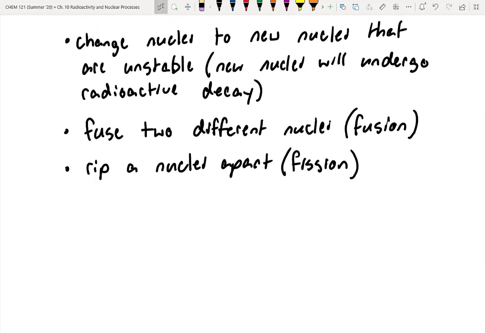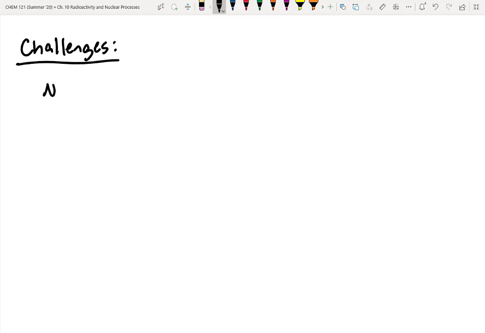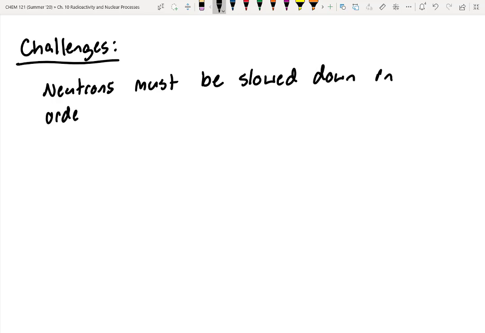Now, at the time, this was incredibly challenging, and they had to develop a lot of technology to do this. So let's talk about the challenges. The first one has to do with neutrons. Neutrons are a common source of radiation, like we saw in the example with cosmic rays, where we use neutrons to convert nitrogen-14 to carbon-14. However, neutrons are like bullets. They really just zip past other nuclei very, very quickly. So neutrons must be slowed down in order for neutron capture to be effective.